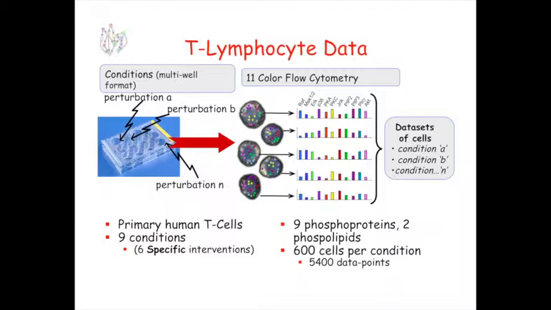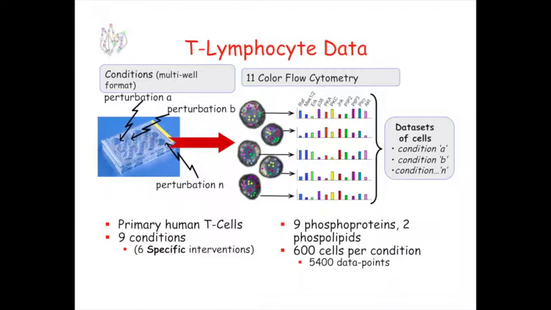What are perturbations? A perturbation is where you set a variable to be on or off or some level, so you constrain the system. Intervention, as we've been talking about. So you have a data set of different conditions. These were primary human T cells, which is a type of immune cell. There were 11 variables in all, 9 conditions with 6 specific interventions, which of course we took advantage of.